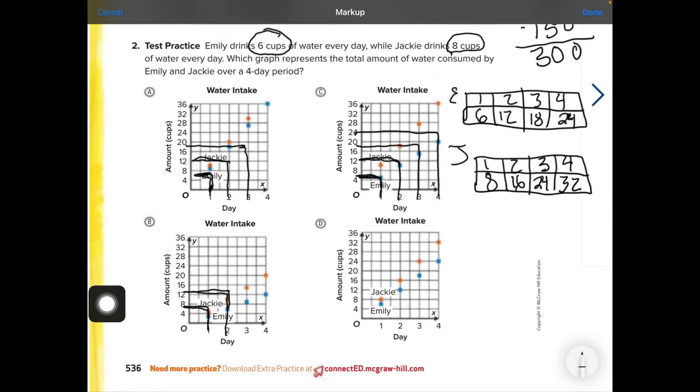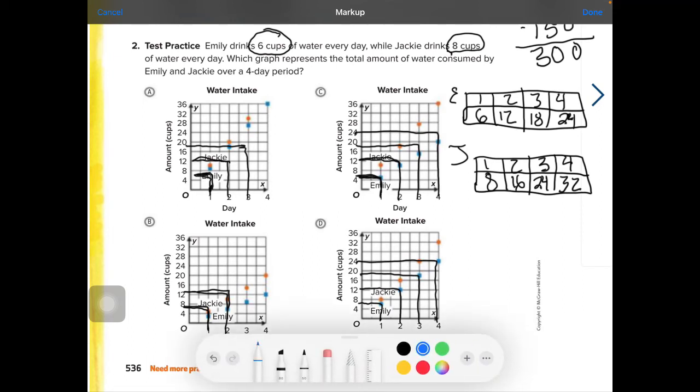Let's check out D. So, Emily, again, I'm going to go over 1 and up 6. Ooh, money. Number 2, up 12. Ooh, so far these are looking good. 3 and 18. Yep, and 4 and 24. Yep. So far of all of Emily's coordinates, this is the only one that's matched.